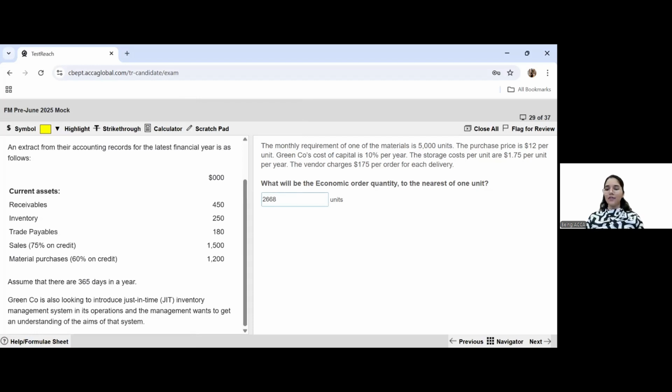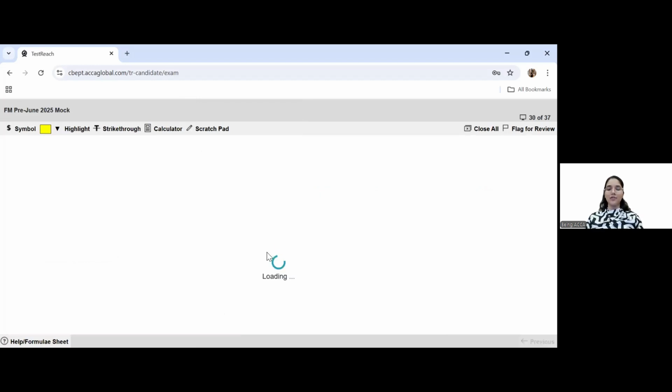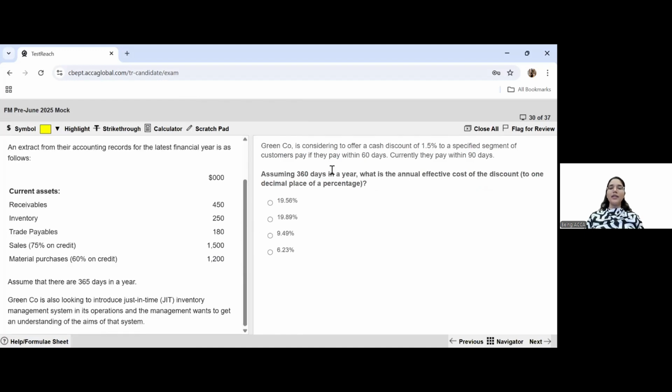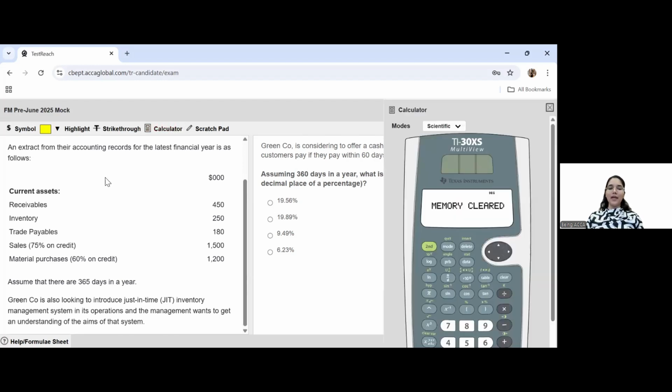Now let's move ahead to the last question pertaining to this case study. Green company is considering offering a cash discount of 1.5% to a specified segment of customers if they pay within 60 days. Currently, they pay within 90 days. Assuming 360 days in a year, what is the annual effective cost of the discount to 1 decimal place of a percentage? So we use the formula that we have learned here.